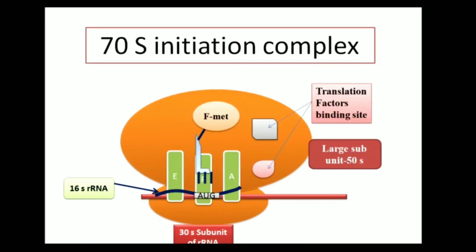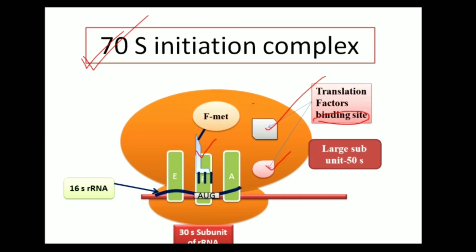Now you see in the next step, the 70S initiation complex formation begins with the addition of tRNA and finding the start codon out here. They will now form the initiation complex and they can now begin the elongation process. And there are some other binding sites in the large subunit of the ribosome. I forgot to mention before that there are some binding sites known as translation factor binding sites, which we will study in the next video lecture.